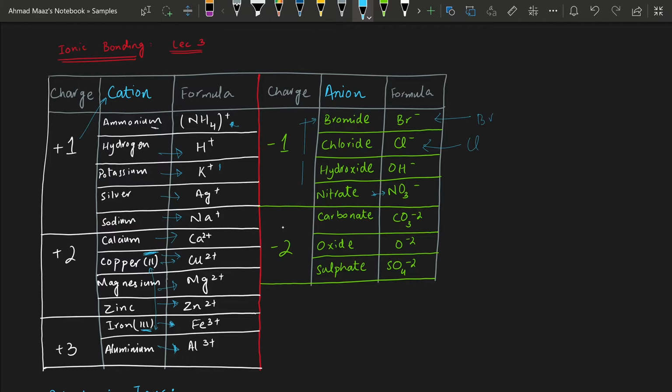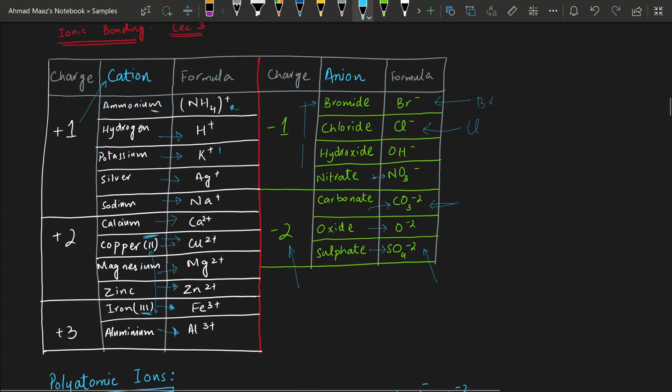And then there are anions which have a charge of -2. These are called anions because they move towards the anode. Anode is the positive terminal, so it should attract the negative ions. Carbonate ion is CO3 -2, oxide ion is O -2, sulfate ion is SO4 -2, which means that it has 2 extra electrons. So you must remember these names and these ions and their charges and their formulas.